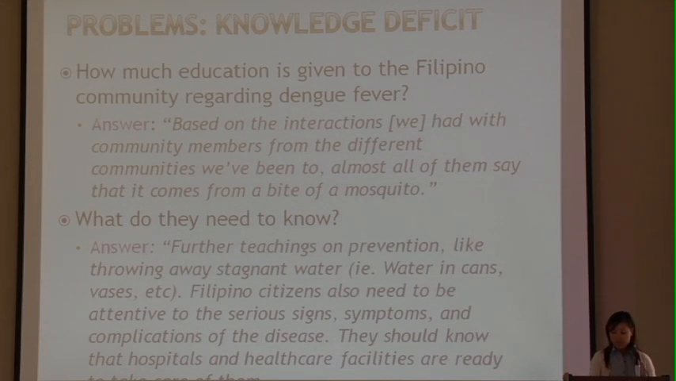Another problem is knowledge deficit. So another question I asked was, how much education is given to Filipino communities regarding dengue fever? An answer that I got was, based on the interactions we had with community members from different communities we've been to, almost all of them say it's just a bite from a mosquito. And what do they need to know? The nurse replied, further teaching on prevention, like throwing away stagnant water, for example, water in cans and vases, etc. Filipino citizens also need to be attentive to serious signs, symptoms, and complications of the disease. They should know that hospitals and healthcare facilities are always ready to take care of them.